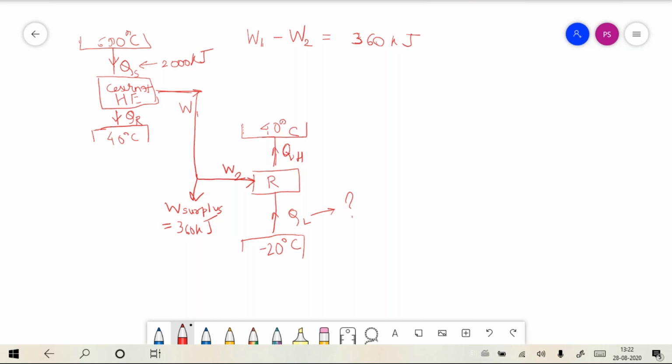So try to solve this. Note that this is an ideal engine and this is an ideal refrigerator. So you can use the expression for efficiency in terms of temperature for this engine, and you can use the expression for COP in terms of temperature for this refrigerator. This is the hint which has been given to you. Note that all these temperatures are to be converted to Kelvin. So try answering this.